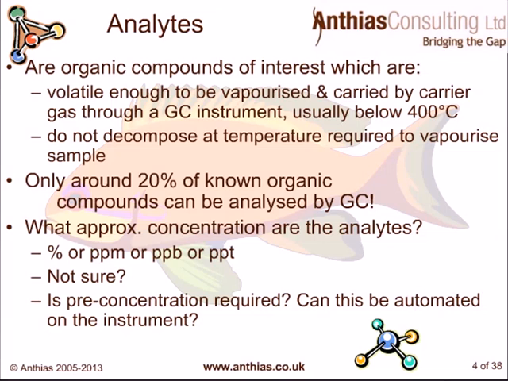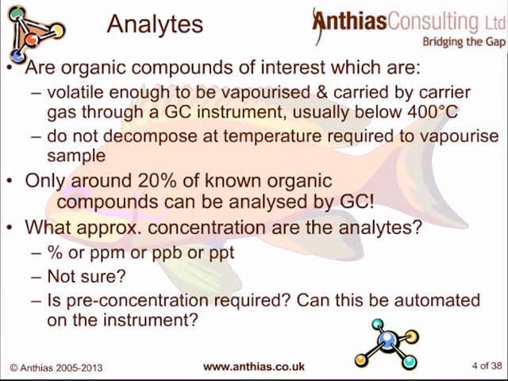So also thinking about our analytes, what approximate concentration are these? Are they at the percentage level, parts per million, parts per billion, or parts per trillion? Of course, all of that is going to affect our sample preparation and any pre-concentration steps. Also, it will affect our detector, so how sensitive the detector is that we're choosing. Do we know what the concentration of the analytes is?